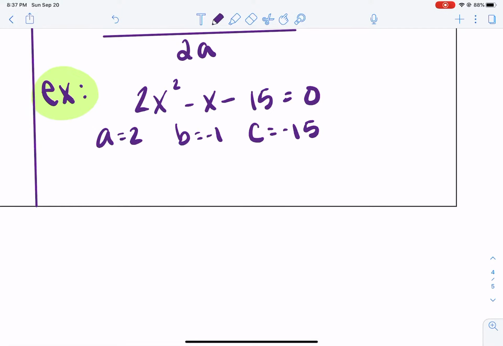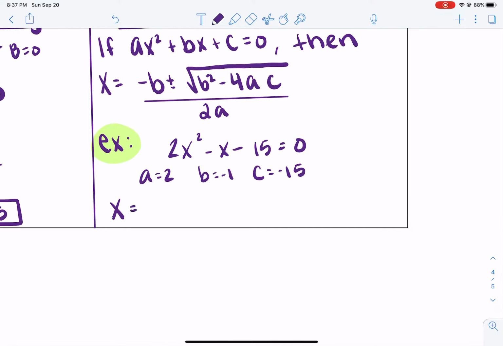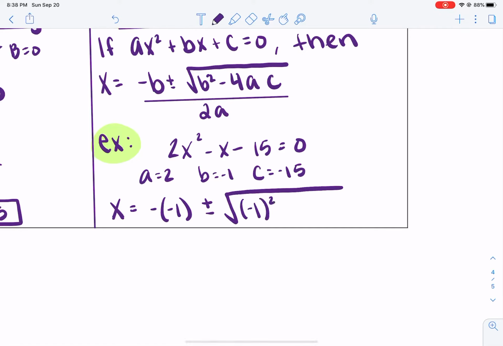So we've got our formula, and let's start plugging everything in. So I've got my formula there. So x equals, now I've got a negative already right here. So that negative comes down, but notice this negative 1 is also negative. So I'll put a parenthesis, plus or minus the square root. So b squared, so that's negative 1 squared, plus or minus, so we have this 4ac, or I'm sorry, minus 4. And then a, we said was 2, and c is negative 15, all over 2 times a, which is 2.